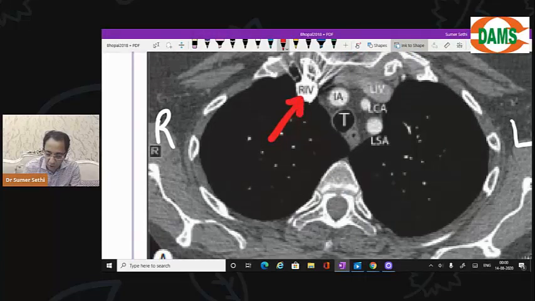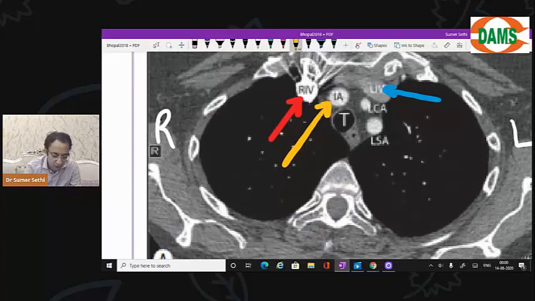Identify the structure marked with the arrow. This must be the right brachiocephalic vein. The brachiocephalic is also called innominate, innominate. Identify the structure marked with the arrow. That is your left brachiocephalic vein. Okay.